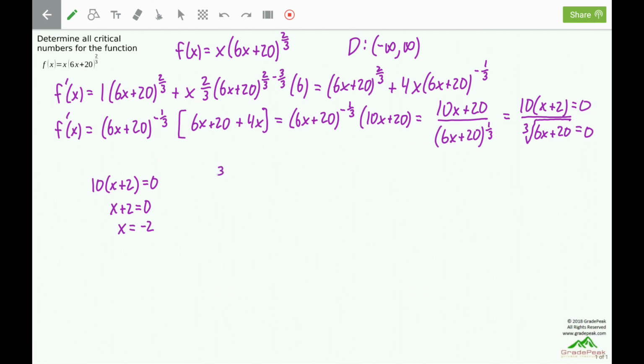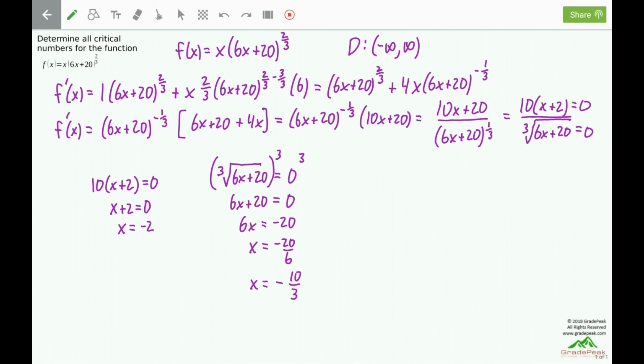And now, the denominator, we have a cubed root of 6x plus 20 equals 0. We will cube both sides because the cube of the cubed root will cancel each other out, leaving a 6x plus 20. 0 cubed is 0. We can subtract 20 from both sides, so 6x equals a negative 20. And we can divide both sides by 6, so we get a negative 20 over 6, which can reduce by a factor of 2 to negative 10 over 3.